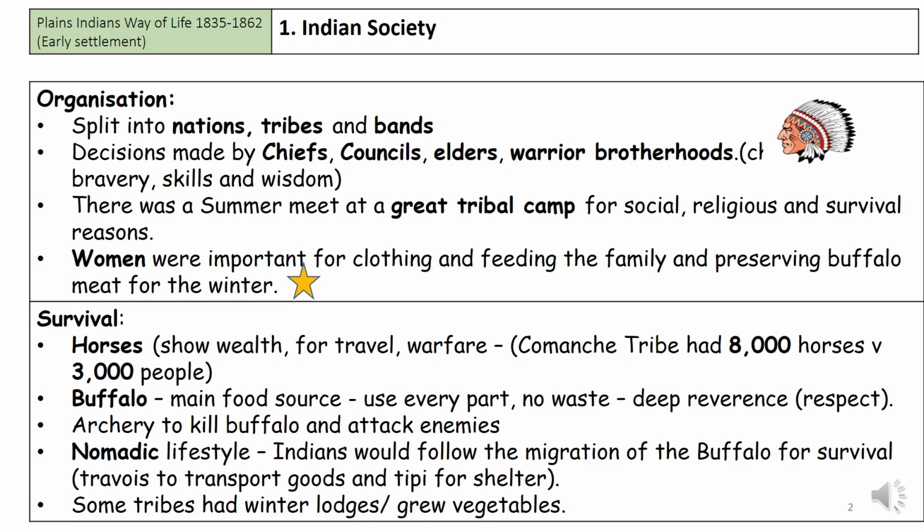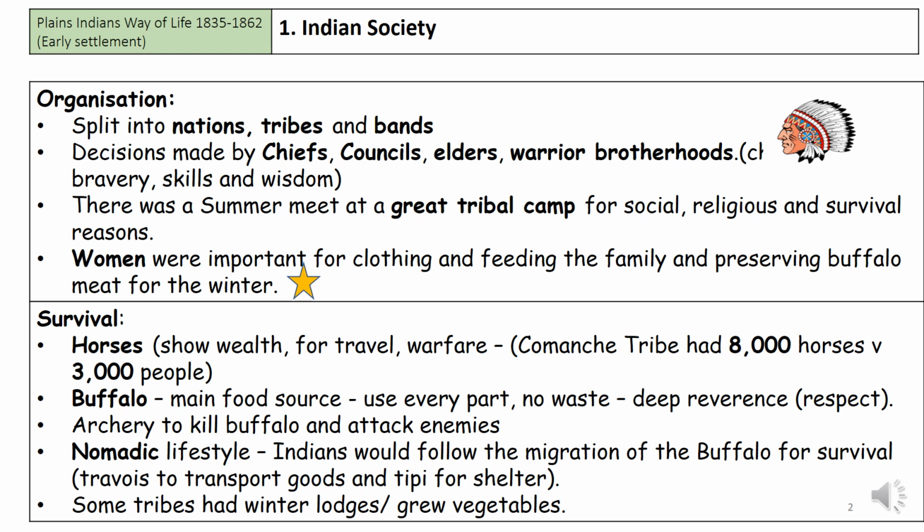They also are skilled archers. This is their choice of weapon before they encounter guns, and they use archery to attack their enemies and to attack the buffalo. Now, as mentioned before, they do live a nomadic lifestyle, so they follow the migration of the buffalo, and this is for their survival.